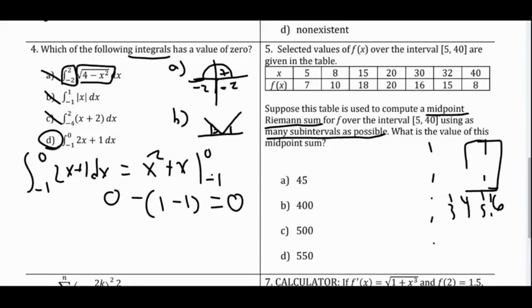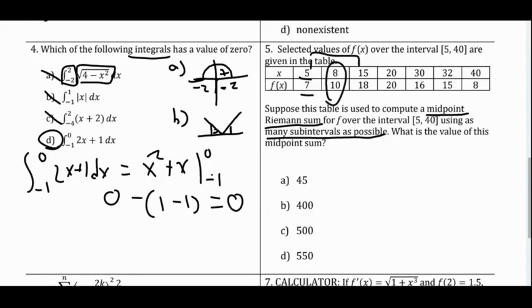So, if we're trying to do that with as many as possible, given this table, we can only look at values that are in between another value. So obviously I can't do it with 5. X equals 5, that's the first value. So I'm going to do 8, which would be between 5 and 15. Consider x equals 20 between 15 and 30. And x equals 32 between 30 and 40. And then now we're just adding the area of these rectangles.